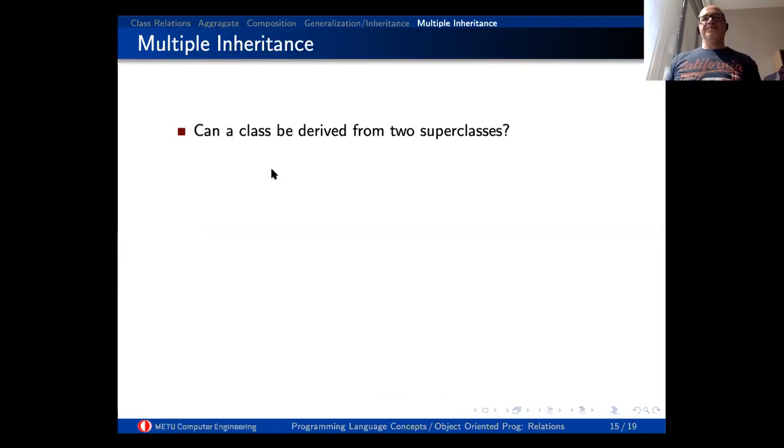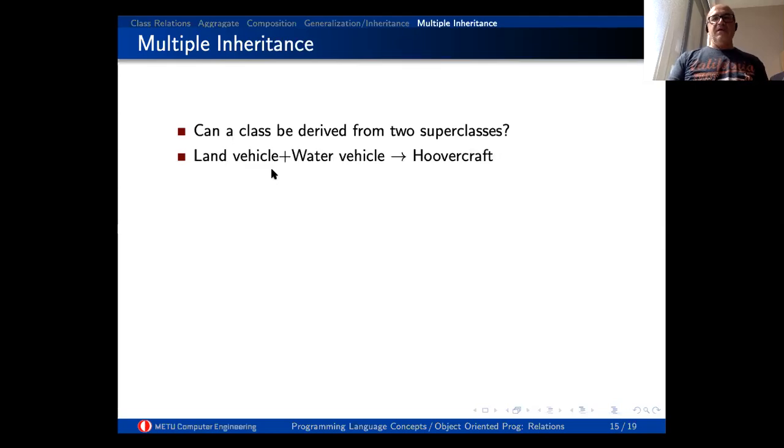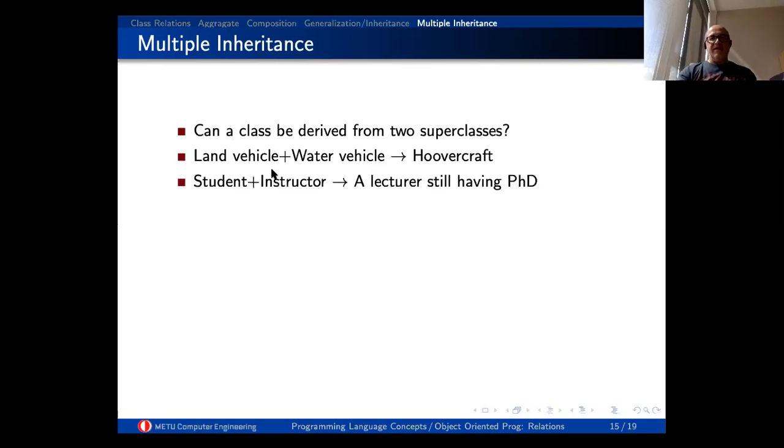So the next topic is multiple inheritance. Is it possible to derive a class out of two superclasses? For example, this is one of my favorite examples, a land vehicle and a water vehicle. If you combine them, there will be a hovercraft. Or you can have, for example, a student and an instructor. It was possible in older times. I was one of the examples in the early 2000s. I was a PhD student and a lecturer at the same time. So I was teaching a 230 course, and at the same time I was enrolled in some courses.